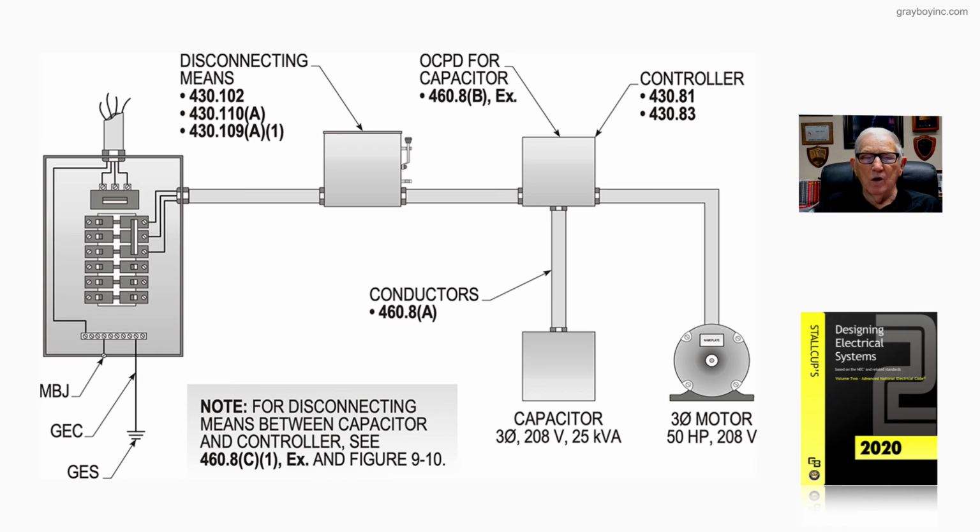Now, the note calls out that for disconnecting means between capacitor and controller, see 460.8(C)(1), the exception, and then also review, if you want further information, Figure 9-10, which would be in Volume 1 of Stallcup's electrical design book. Now, this information will be enough for us to go and calculate with the next illustration the basic size of these conductors that we need to supply the capacitor from the controller.